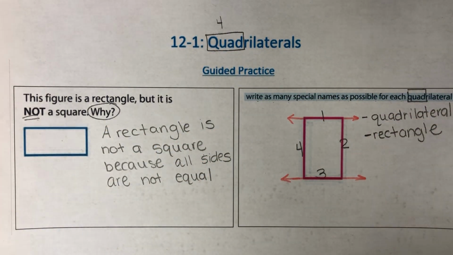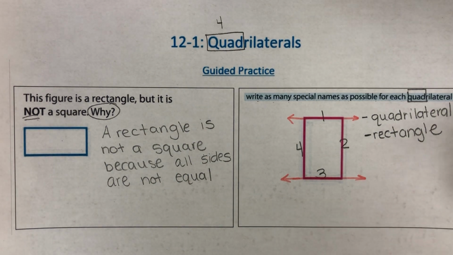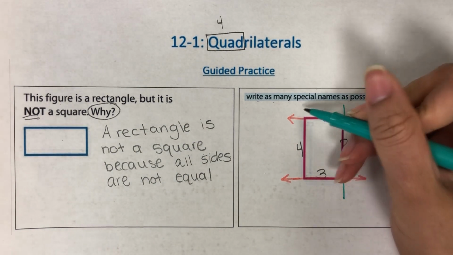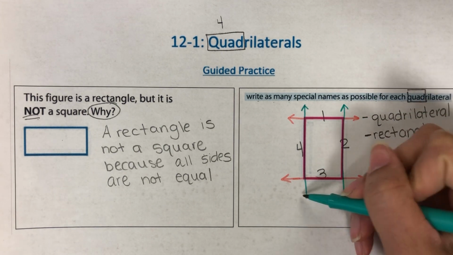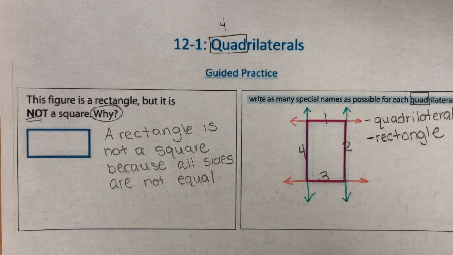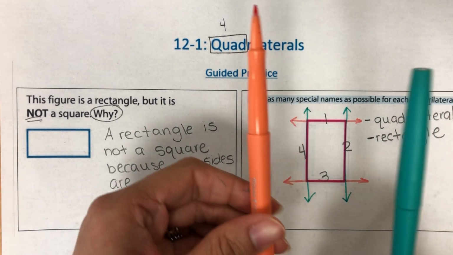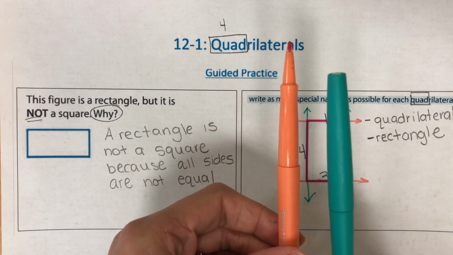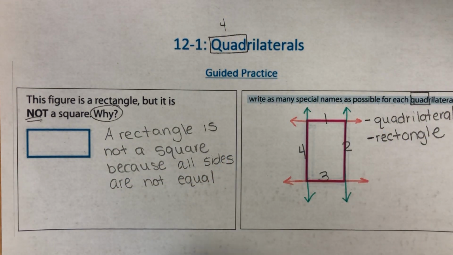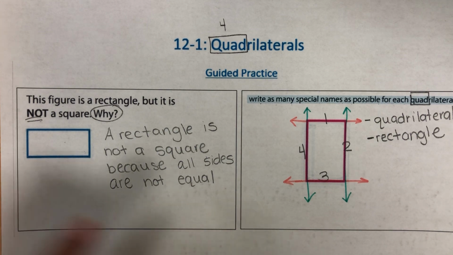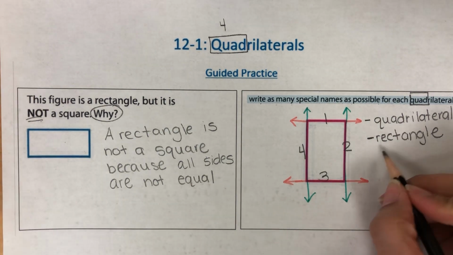My left and right sides on the rectangle are parallel. Left and right. They're going to stay the same distance apart from each other. They're not going to get closer, they're not going to get further apart, and they're not going to intersect. They're parallel. So a rectangle is also a parallelogram.